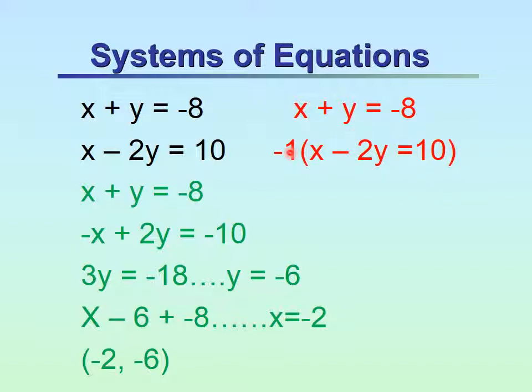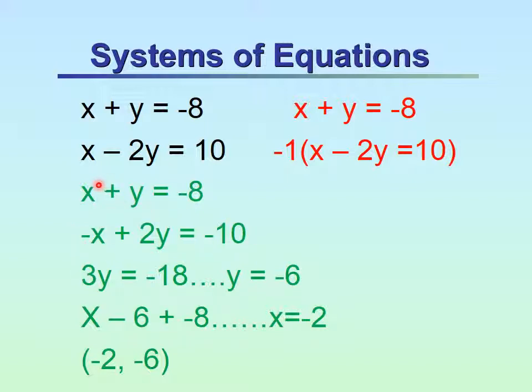Think of distributing. -1 times x gives us our negative x. -1 times -2y gives us a positive 2y. -1 times 10 gives us a -10. So now this is our new system, right? This is the first equation, and this is the second equation that we multiplied by -1. Now we add those two equations.